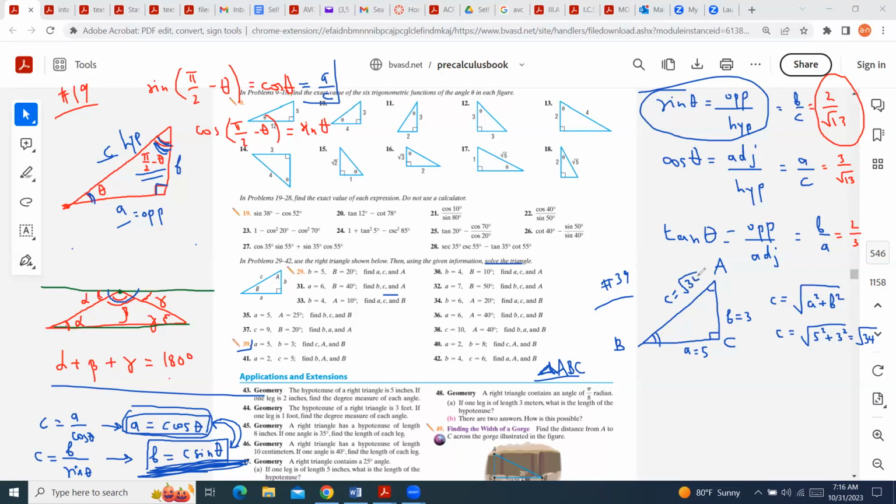So I need to know the angles. How can I find those angles? Well, I already know that C is 90 degrees because it's a box here. So I just need to find one of these angles, A or B, and then subtract it from 180. So either way I can use. So for example, I can use my first formula. Doesn't matter which one you like to use.